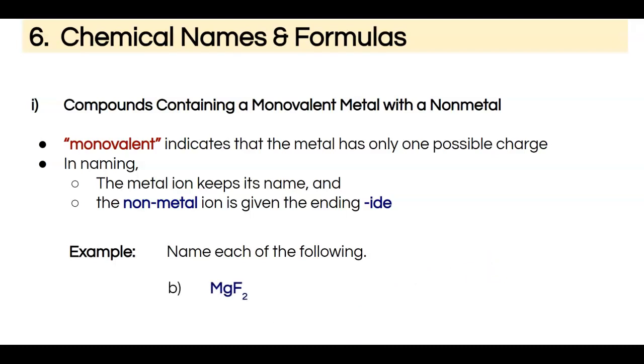Let's try a couple more. So MgF2, I want you to take a minute and see if you can name this compound yourself, and then we'll take it up. We've only learned one set of rules, but we will be building on this, so I want you to build some good habits from the get-go. I first see that magnesium is a metal and fluorine is a nonmetal based on where they're located on the periodic table. And so magnesium is monovalent, which means that the rules that we've just learned apply here. And so the name for this is going to be magnesium fluoride.